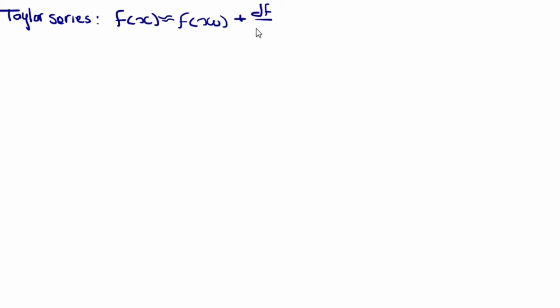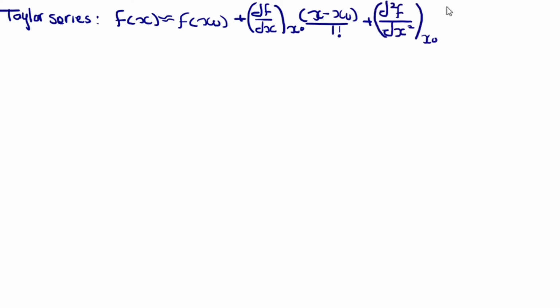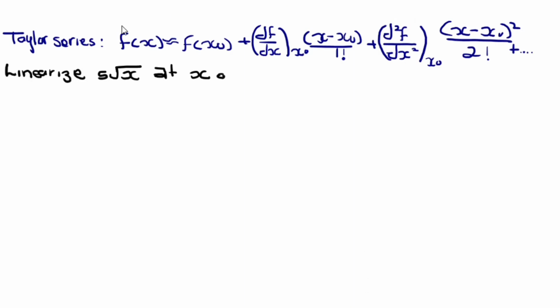We are going to say f of x is equal to f of x0, x0 being the point at which we want to linearize, plus the derivative at x0 multiplied by x minus x0 over factorial 1. The equation continues with more terms: the second derivative at point x0, times x minus x0 squared over factorial 2. The equation can continue, but we are going to stop here, so I'm going to say plus dot dot dot. Now that we have defined our Taylor series equation, let us start and linearize our functions.